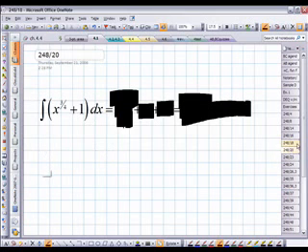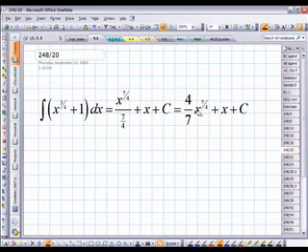Also known as your indefinite integral. Okay, same idea here. Add 1 to the exponent, divide by the exponent. Integral of 1 is x plus c, and then divided by 7/4 is like multiplying by 4/7.